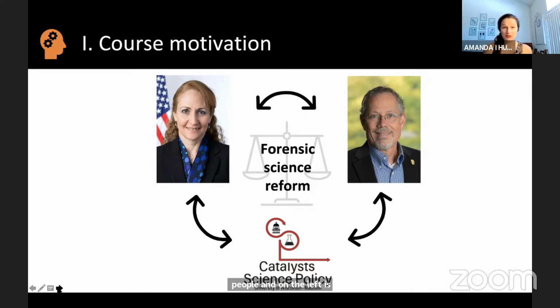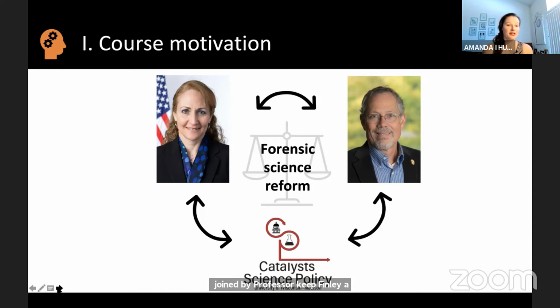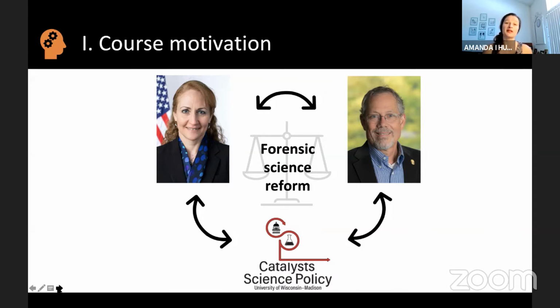And together, they developed a unique course for law students and science students to study issues of how forensic science is used in the courtroom. And here on the bottom, I've included Catalyst for Science Policy in this cycle, which is a science policy group for graduate students and postdocs. And we took on forensic science reform as an issue, for which we planned events like public panels. We hosted a Making a Murderer documentary and discussion. And once we built some of that expertise, my colleagues in CASP even wrote a memo for the Journal of Science Policy and Governance on forensic science reform options for Wisconsin. And this was sort of drumming up community interest on the subject and feeding into the circle.